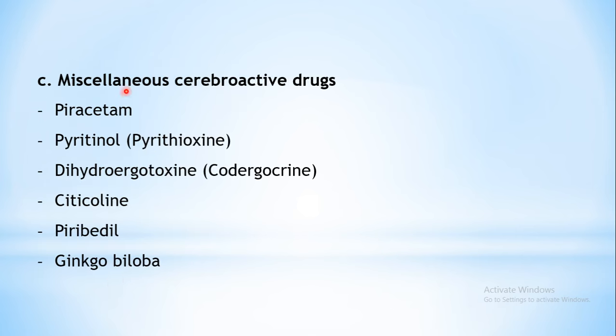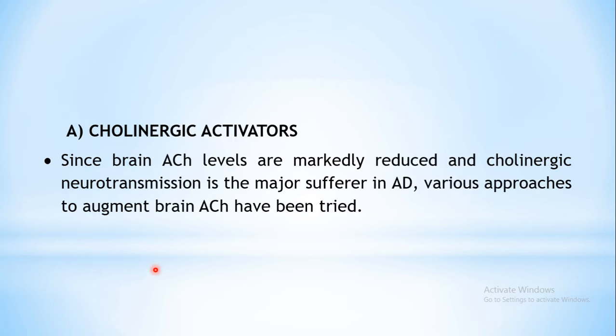And the third class is miscellaneous cerebroactive drugs. Over here there are several examples. Piracetam, then pyritinol, which is also known as pyrithioxine. The next example is dihydroergotoxine, or codergocrine, which is another name for this drug. Then the next drugs are citicoline, pyribedil and ginkgo biloba. So there are several miscellaneous agents which have been recently introduced.